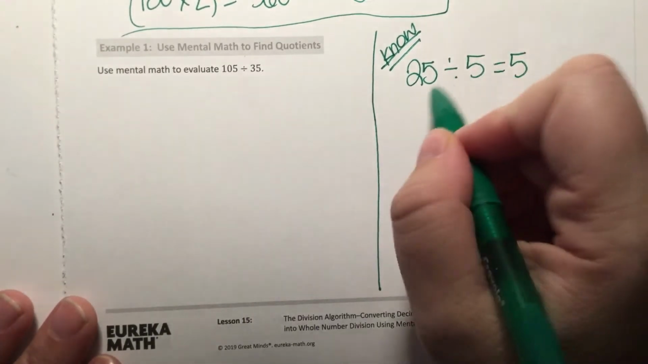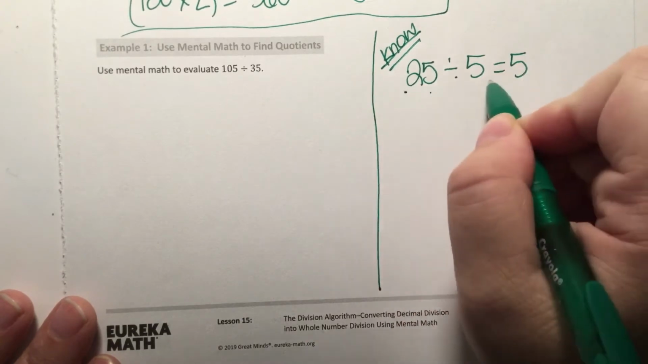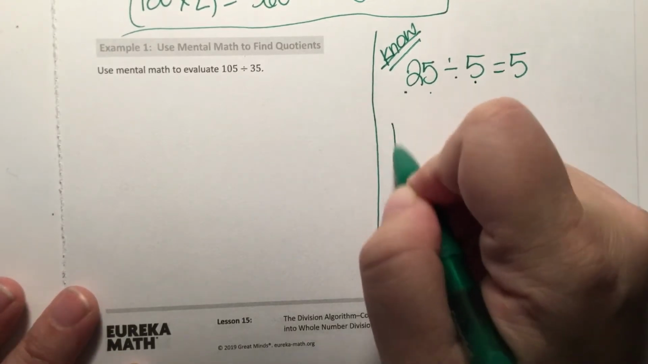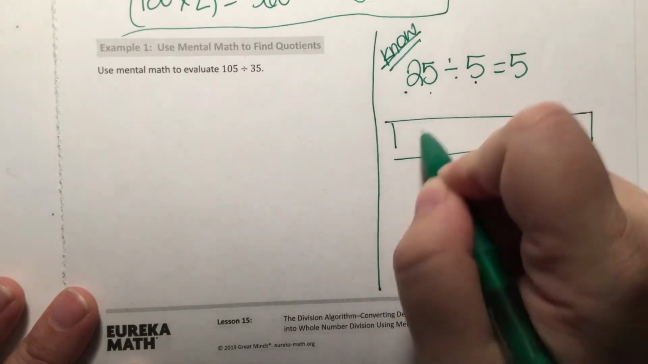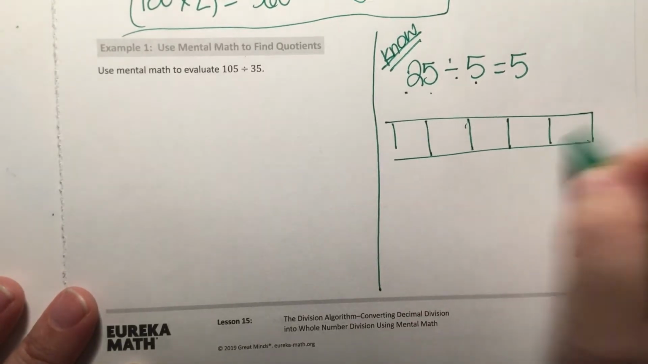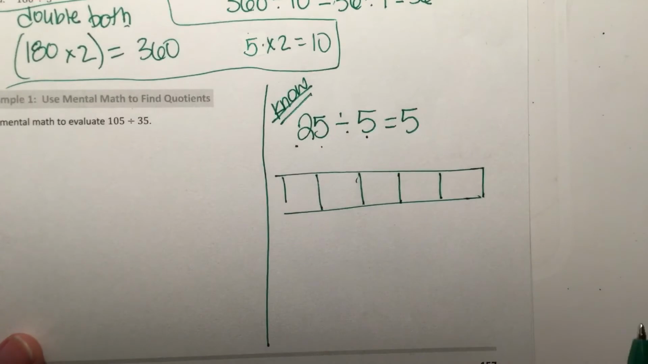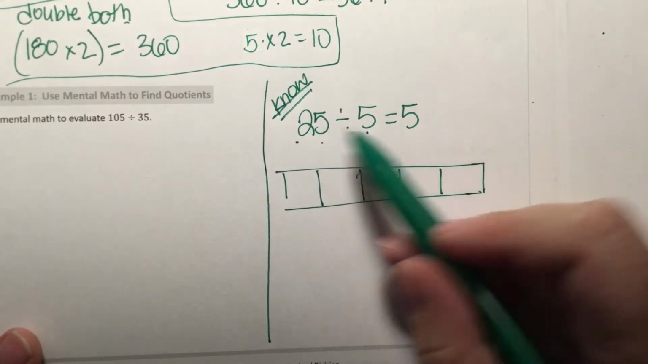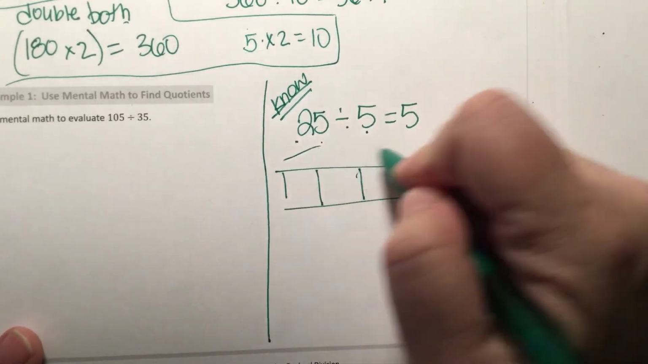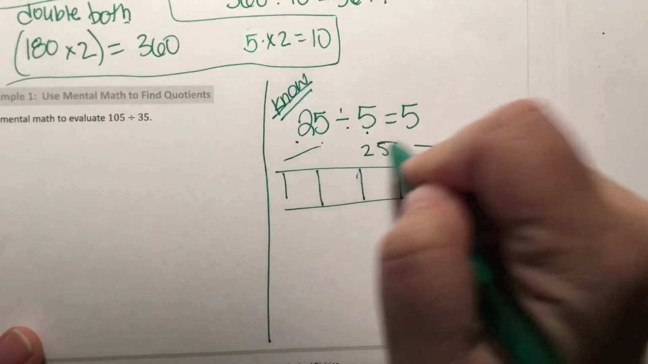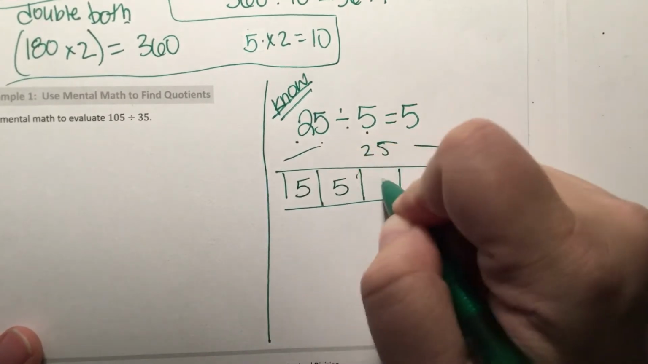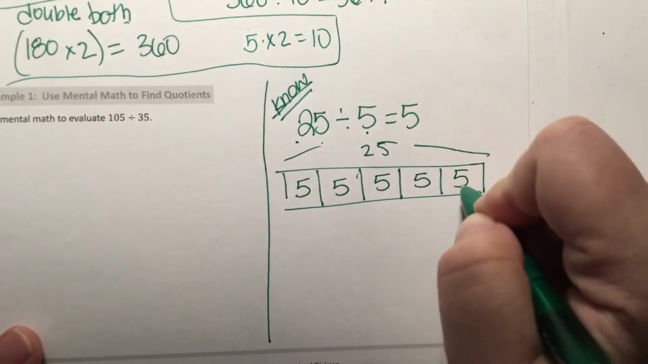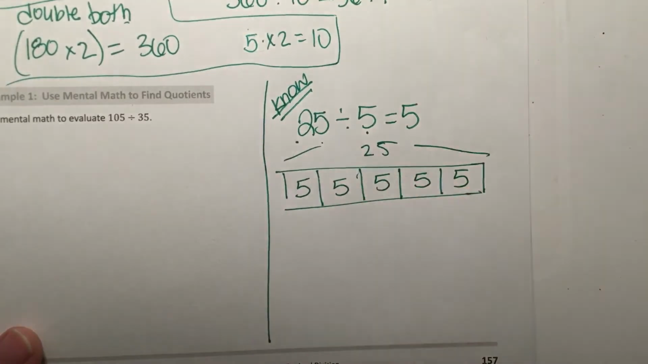So essentially, our whole is 25 and it's divided into 5 pieces, okay? So if we have our tape diagram, 1, 2, 3, 4, 5, right? I'm dividing that 25 into 5 pieces. So essentially, I have 5 in each box, right? 5, 10, 15, 20, 25. Okay, we can do this, right?